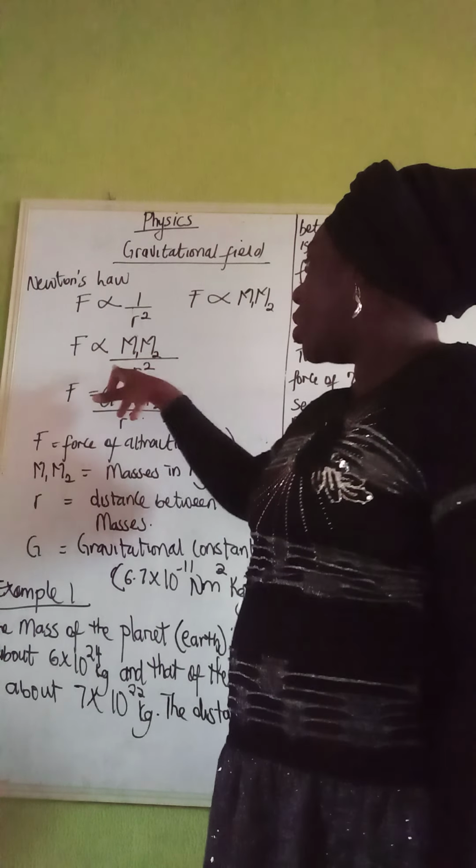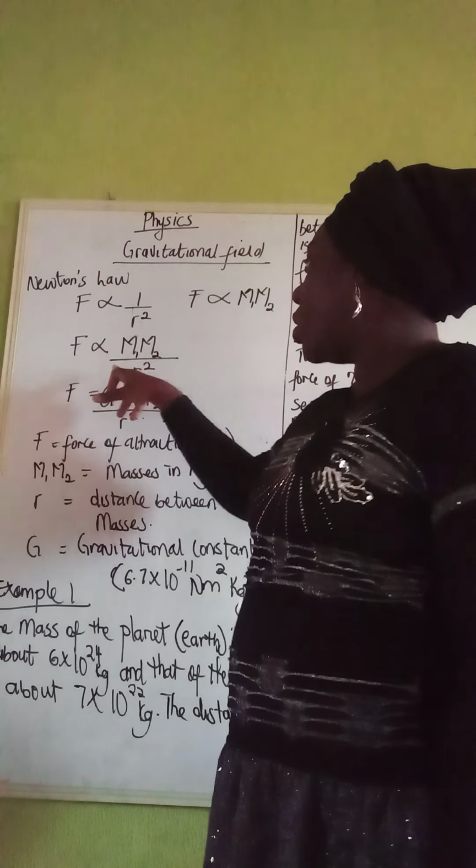F here is our force of attraction. M1 and M2 are the masses. R is the distance between these masses. And G is the gravitational constant. So let's solve more questions for proper understanding.